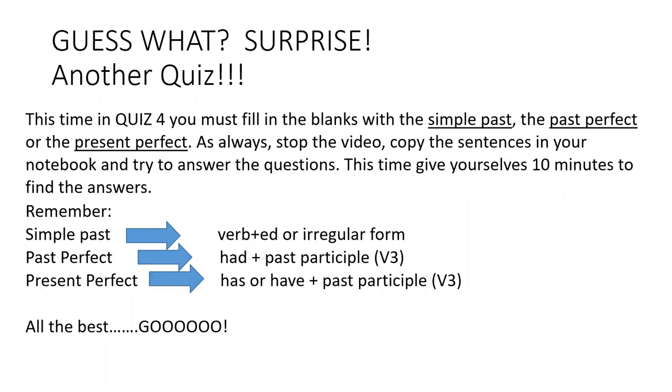So remember, simple past is used for a specific time in the past. Past perfect is used for two things that happened in the past, one before the other. And the present perfect is something that happened before now, without a specific time or with since, and has somehow a connection with the present.